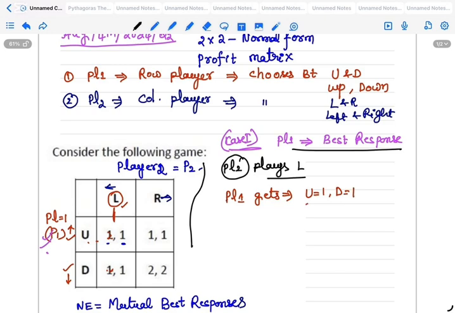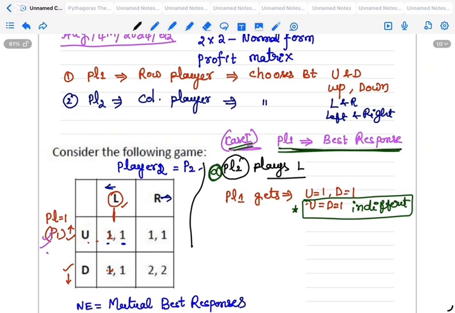If both are equal, U equal to D equal to 1, these are indifferent. You can remember this one, this is very important. Both are equal, indifferent. So this is case 1, where we find player 1's best response if player 2 plays L. This is the first case A. Player 2 plays L, player 1 gets U and D equal.